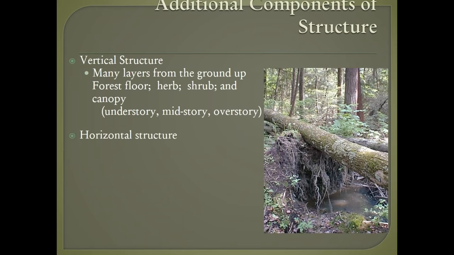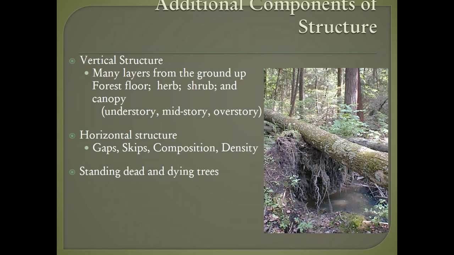We also want to look at the horizontal structure, so areas that have openings or areas that are denser trees. The composition is different. The density is different. We would have trees that are a hemlock pocket that looks very different from a hardwood stand. We also want to include standing dead and dying trees. Those are critical, important features of our landscape for diversity of structure.